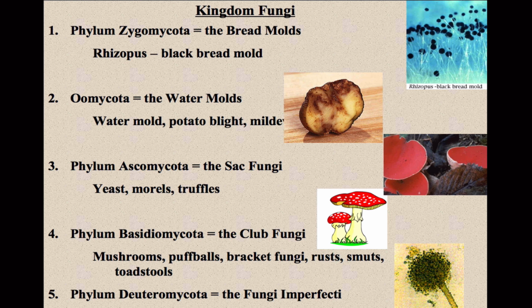So the kingdom fungi includes 5 different phyla. The first one is the bread molds, and you would see these on bread when it gets moldy. And then there are water molds. The sac fungi are the yeast, the morels, and the truffles. Basidiomycota is club fungi, and these are the mushrooms and the puffballs. And also included in this is rusts and smuts that will infect plants. And then the last one is the fungi imperfecti.